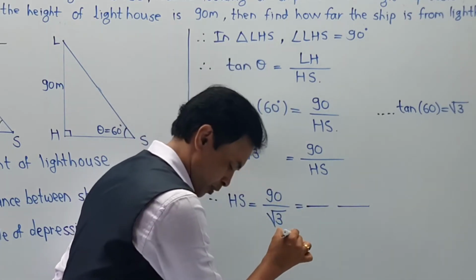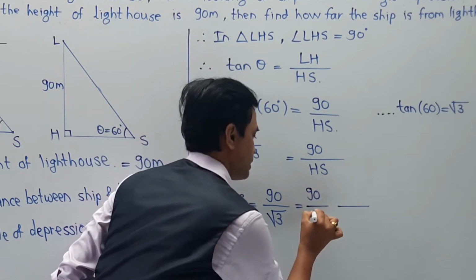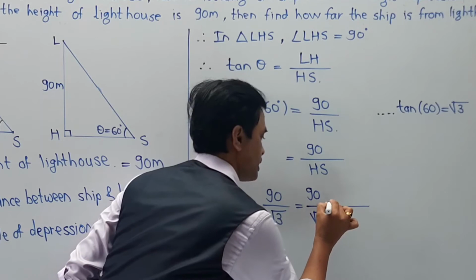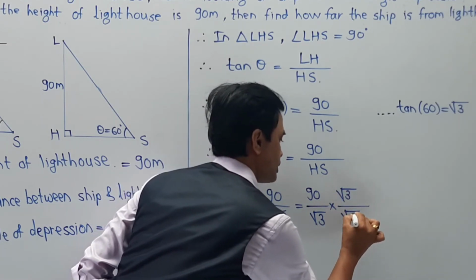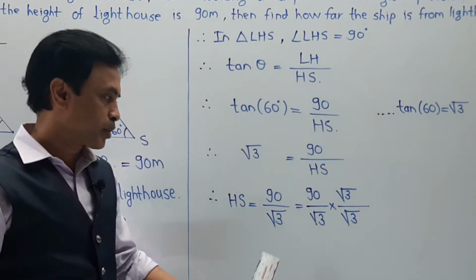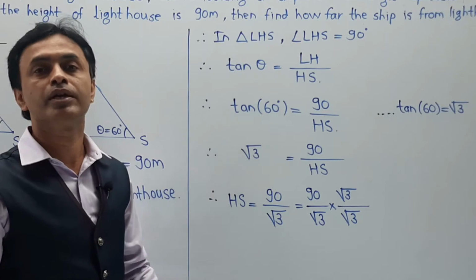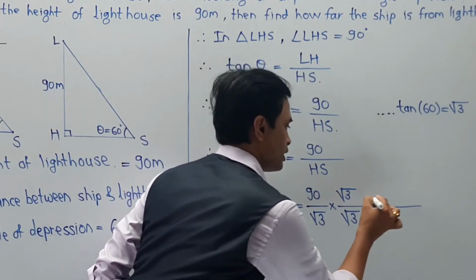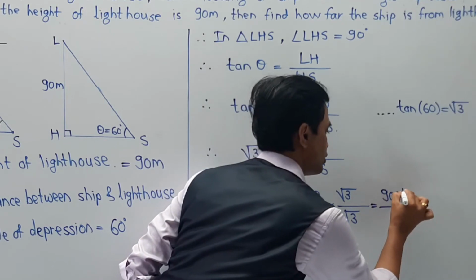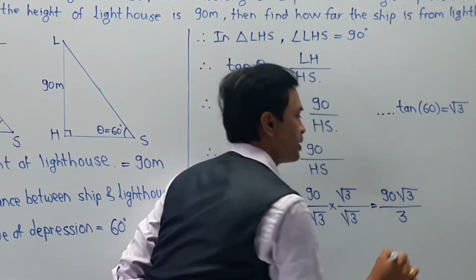This is the value 90 upon root 3. Here I am going to multiply the numerator by root 3 and the denominator by root 3. Why? Because if I multiply root 3 by root 3, it becomes simple 3 and I can make a regular division. So this part becomes 90 root 3, and root 3 into root 3 becomes simple 3.